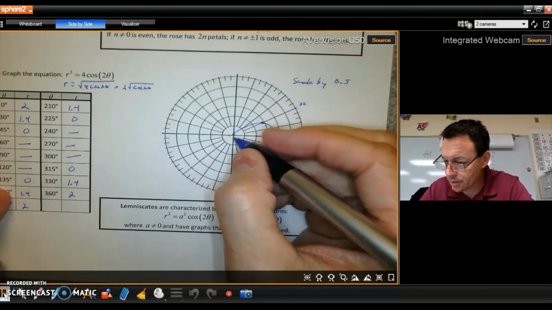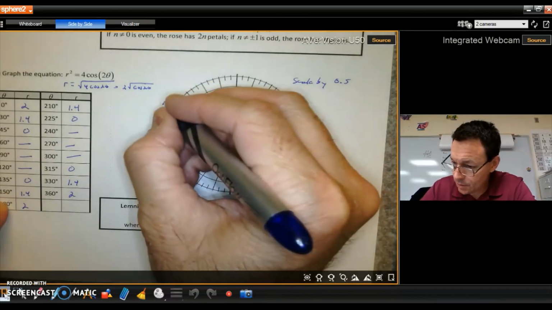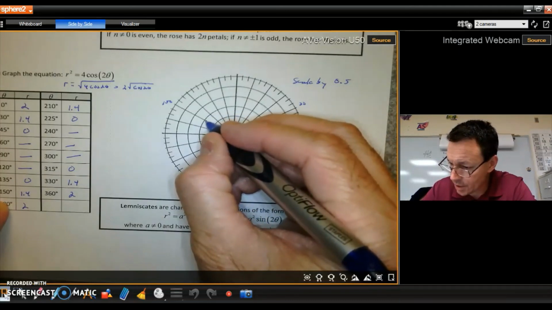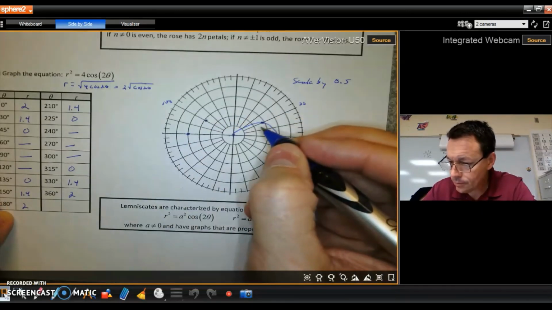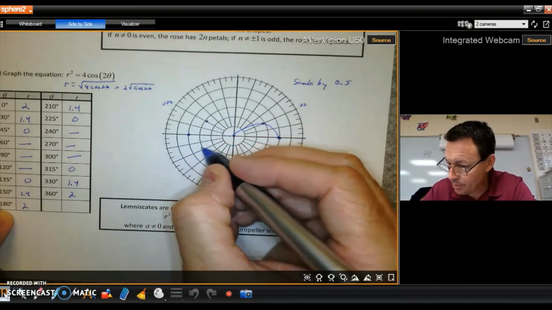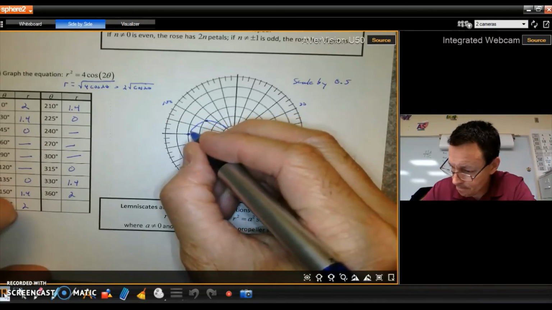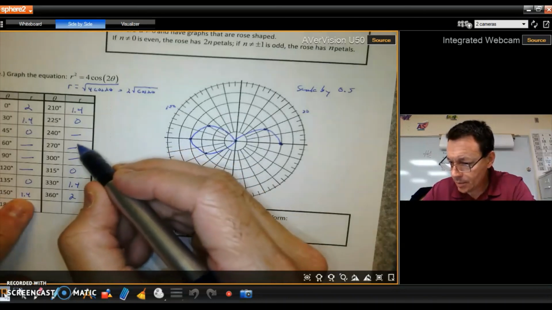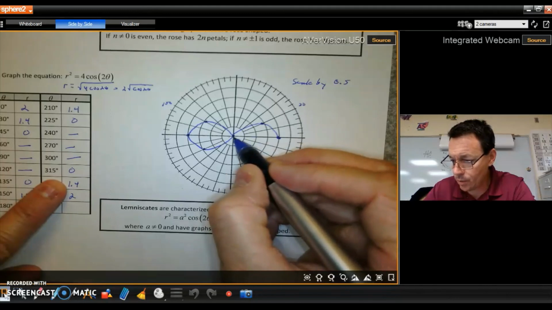Alright, so let's see what happens here. So 135, I'm still at 0. At 150, I should be out at 1.4, so remember, half, 1, 1.5, so just inside. At 180, I should be at 2, that's right here. At 210, I should be back in at like 1.4. And then I go back to 0. So let's just go ahead and connect the dots. Back to 0. So we're back at the pole. So there's no gap. We're just going to start right where we left off.